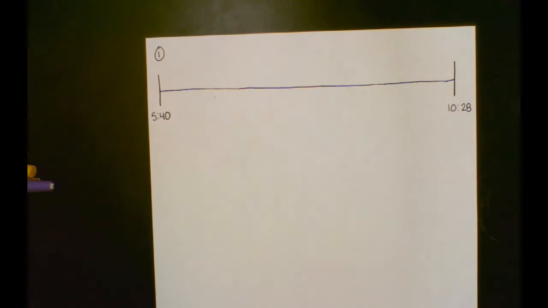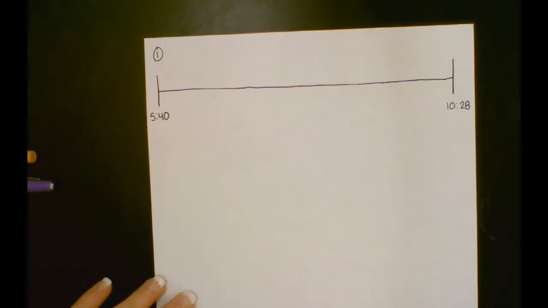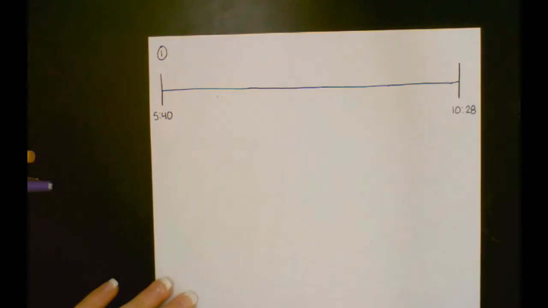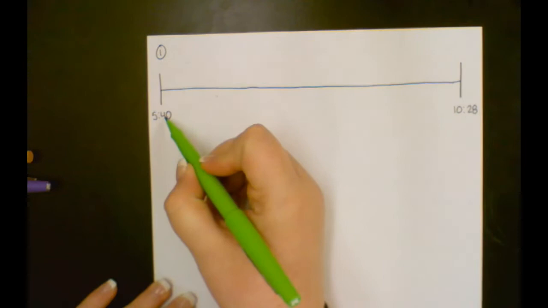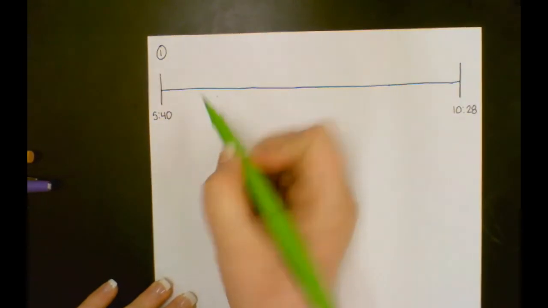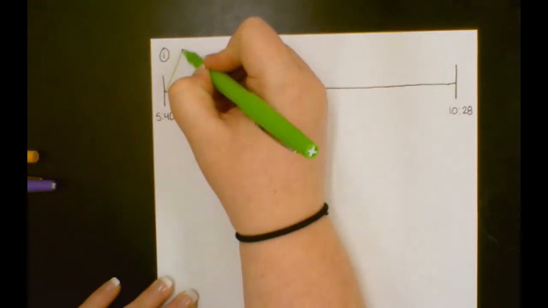In the classroom we work on mountains, hills, rocks, and pebbles. Our mountain is always our hour. I'm going to do it in colors so they can see it a little better, but the students can just use regular pencil. We jump 1 hour, which is our mountain. From 5:40, 1 hour would be 6:40. So you make your mountain.